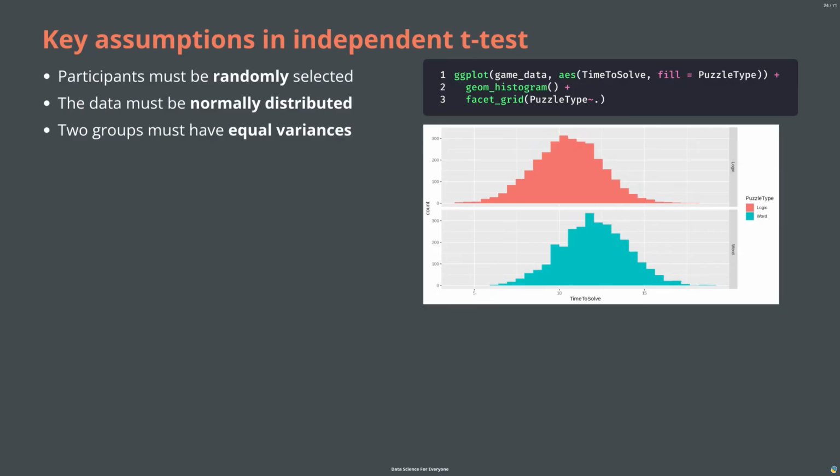The participants for the test must be randomly selected. The data should come from populations that are normally distributed. The two groups should have roughly equal variances. We can use a histogram to visually check for normality. If the distribution looks fairly symmetrical, we can assume normality holds true, which it does in this case.